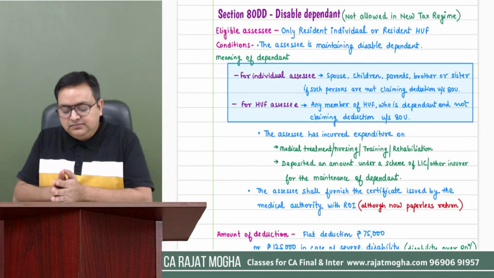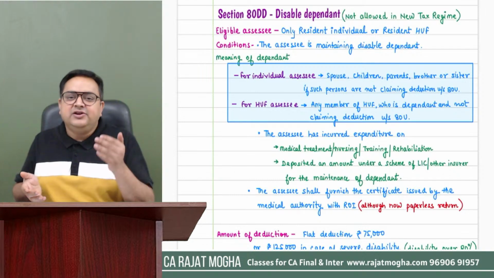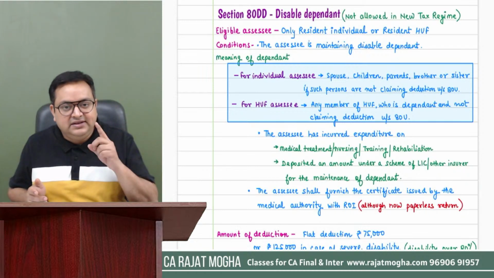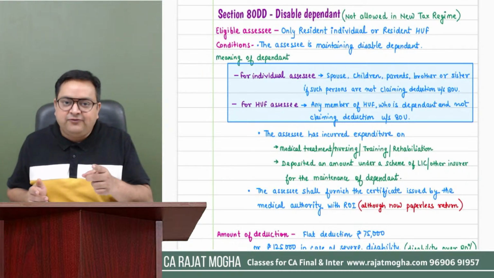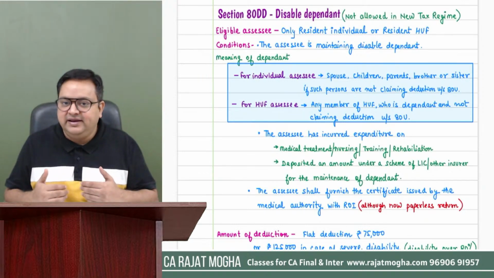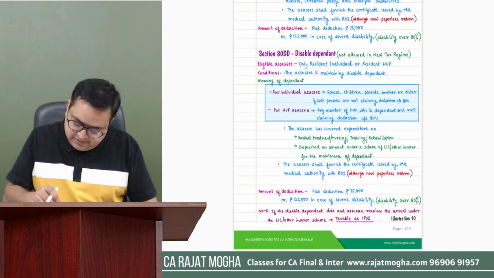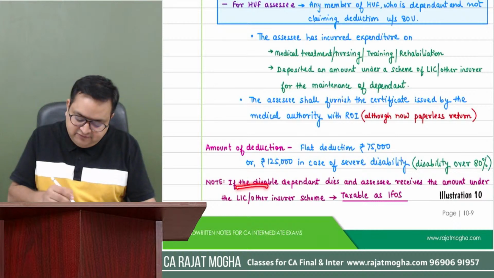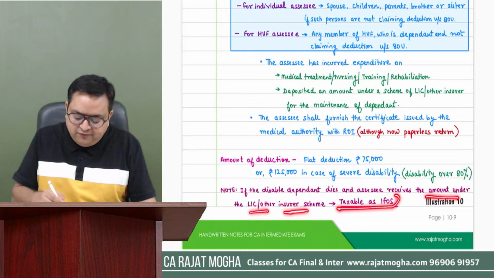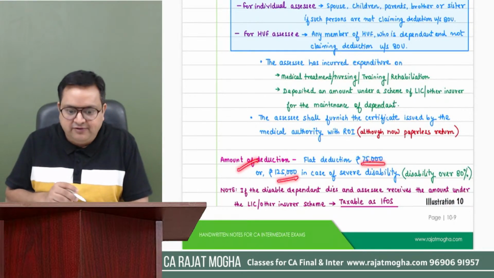But let's say Mr. A's brother who was disabled, let's say he dies, and we get the claim from the insurance company. In that case, that claim is fully taxable. If that disabled person dies, and now Mr. A is getting this claim, in that case, that claim is fully taxable. So here I have mentioned it as well. If the disabled dependent dies and assessee receives the amount under the LIC or other insurance scheme, then it is fully taxable as IFOS. Right? And there's a flat deduction of 75,000 and 1,25,000.